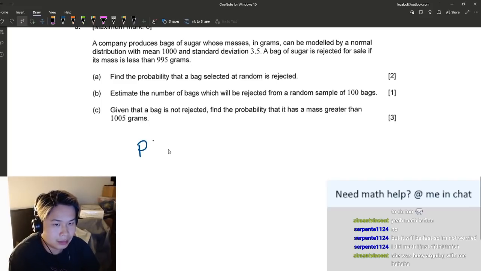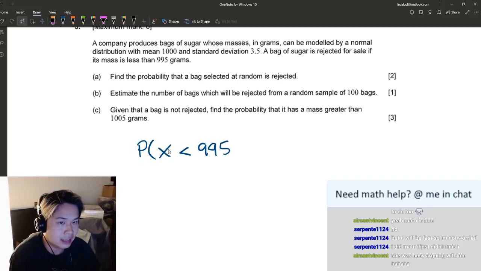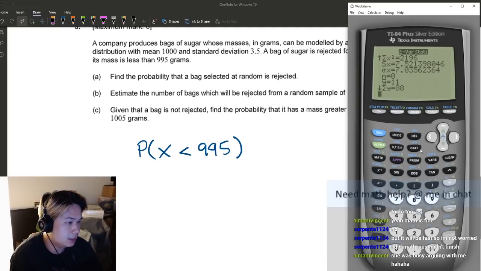So we want to find the probability, and then let's say X is the bag. We need to find the probability that its mass is less than 995. So this is easy enough to do, because you just go to your distributions, you go to normal CDF, you input a lower bound and an upper bound. For the lower bound, just put something reasonable. I guess 0 is pretty reasonable. The upper bound was 995. Your mean is 1,000. Your standard deviation is 3.5. Punch this into a calculator, and then there you go.